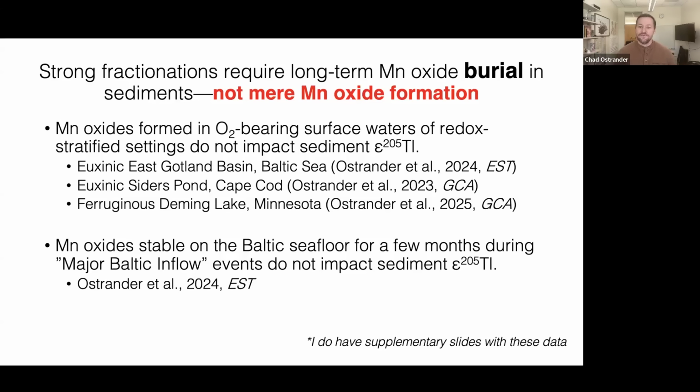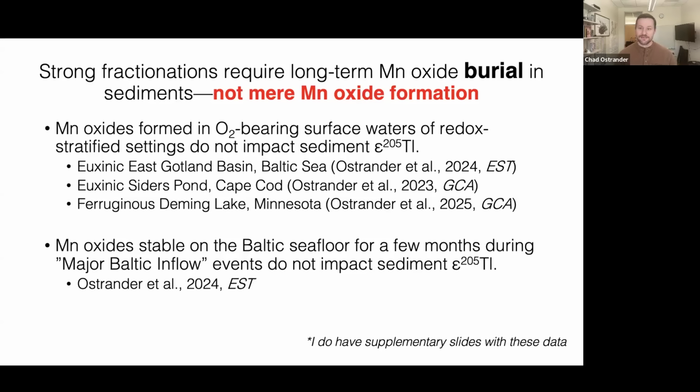So again, if you form manganese oxides in surface waters, if you work in the Archean, this is really important for ideas like manganese oxidizing phototrophs or photooxidation processes for manganese oxidation. Those processes seem inadequate to explain thallium isotope fractionations.